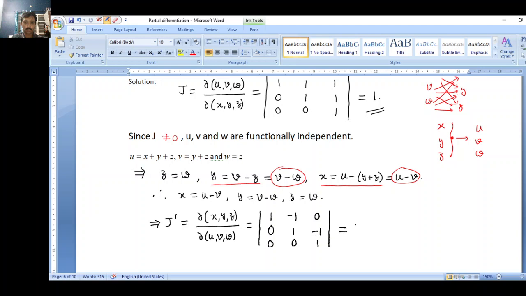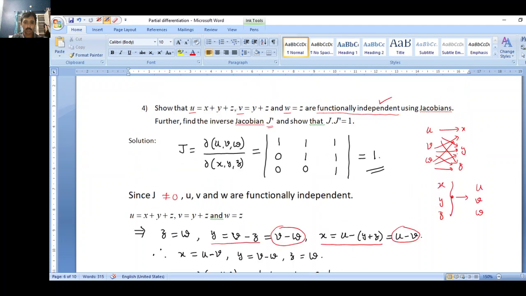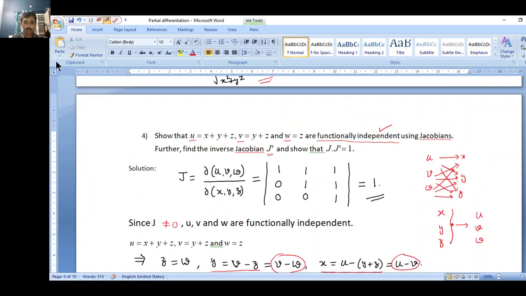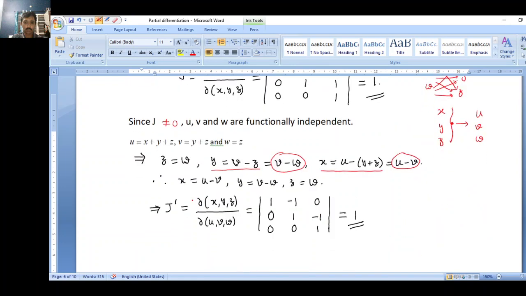In fact, you should know that j dash is supposed to be 1 because j is 1. Why? It is because effectively the product of j and j dash is supposed to be 1. Correct? So j and j dash should be 1. So if j is 1, of course j dash also should be 1. So now the next part is just to show that j into j dash is 1.